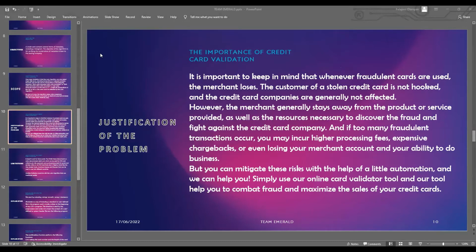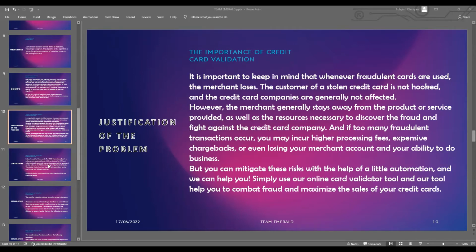This is the justification of the problem. This is basically we are trying to see the importance of credit card validation. It is important to keep in mind that whenever fraudulent cards are used, the merchant loses. The customer of a stolen card is not hooked, and the credit card companies are generally not affected. However, the merchant generally loses the products or services provided, as well as the resources necessary to discover the fraud and fight against the credit card company.